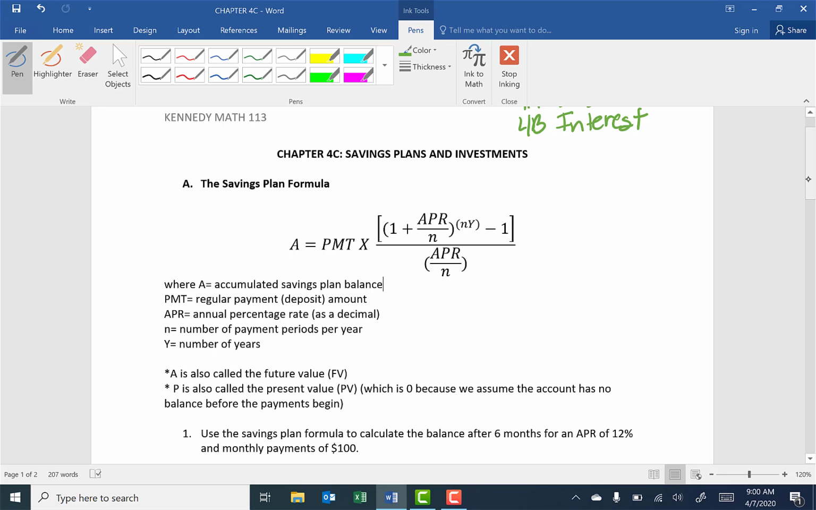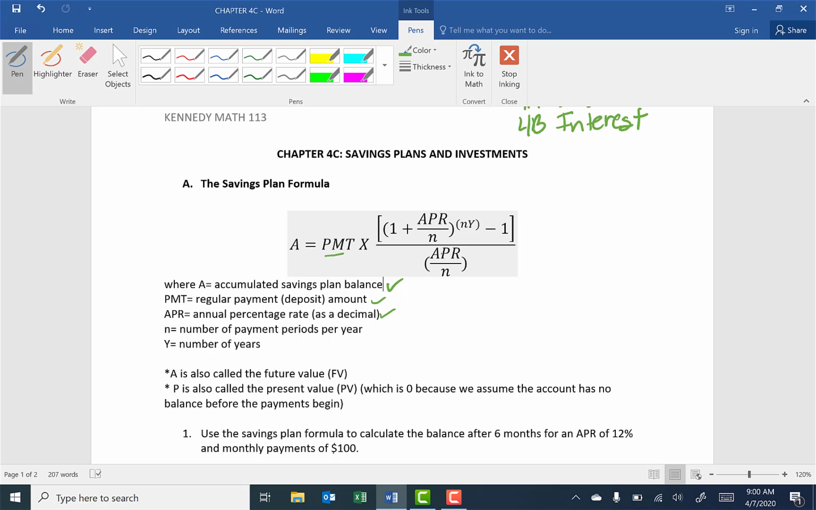What is A? A is the accumulated savings plan balance, what we will have after so much time if we put in so much each month at a certain interest rate. Payment is the amount that we're going to deposit each month. APR is your annual percentage rate, which is given as a percent, which you then take and change to a decimal by getting rid of the percent and moving the decimal to the left 2.